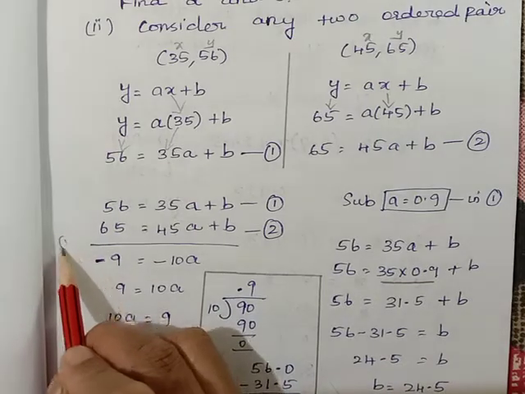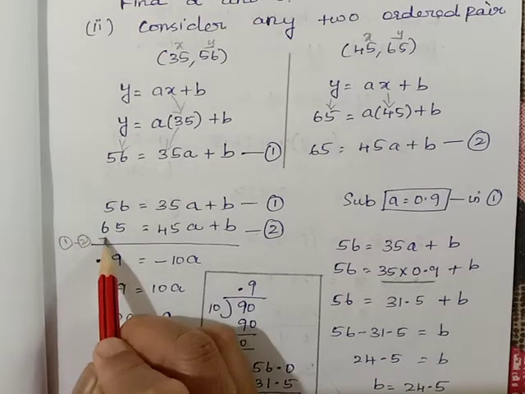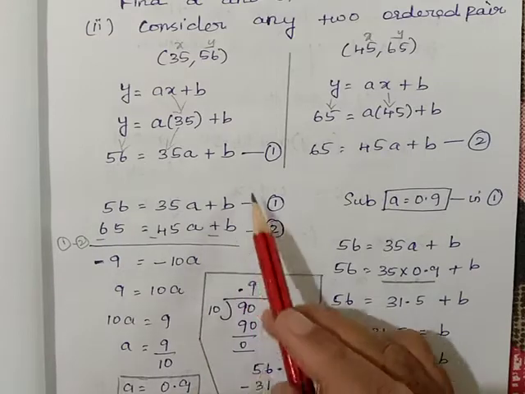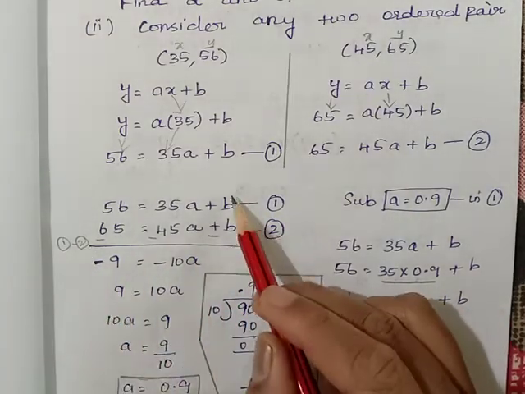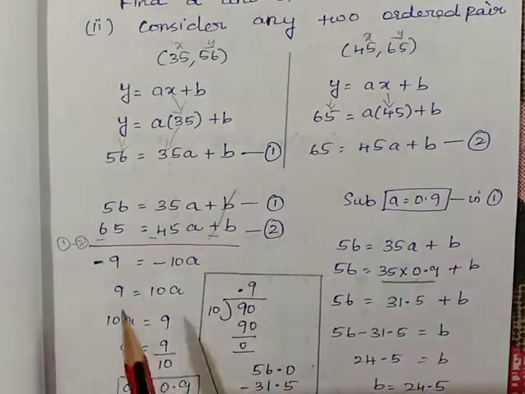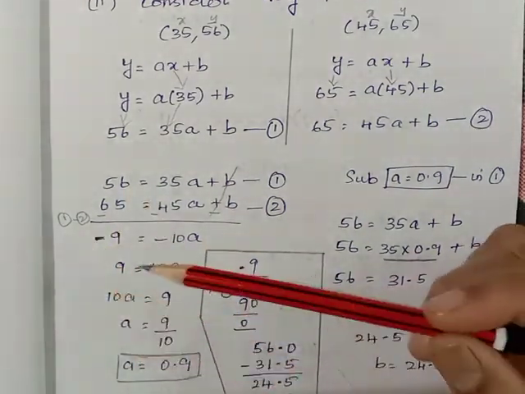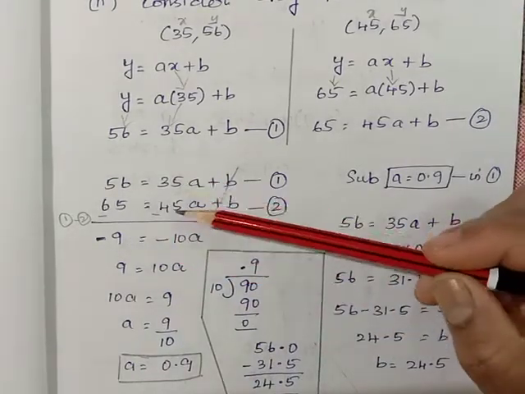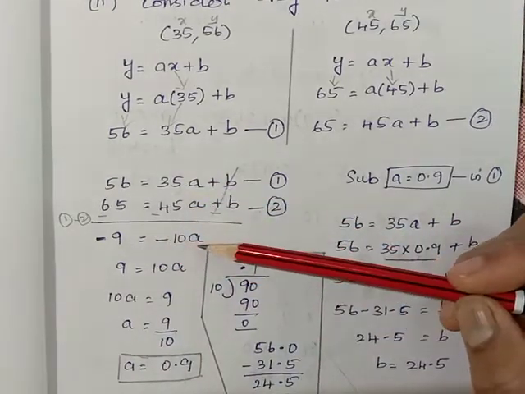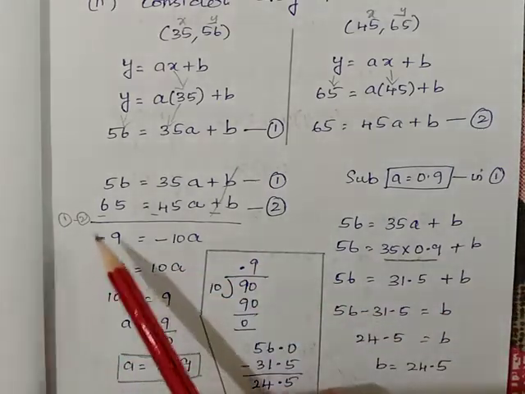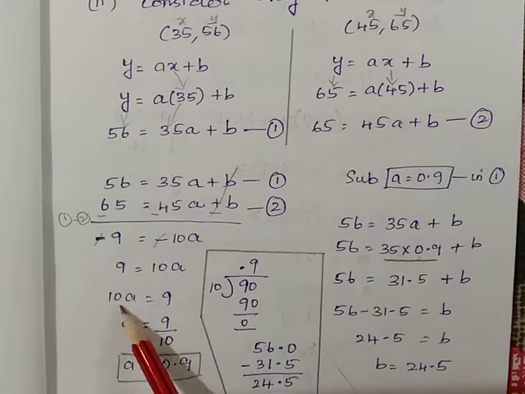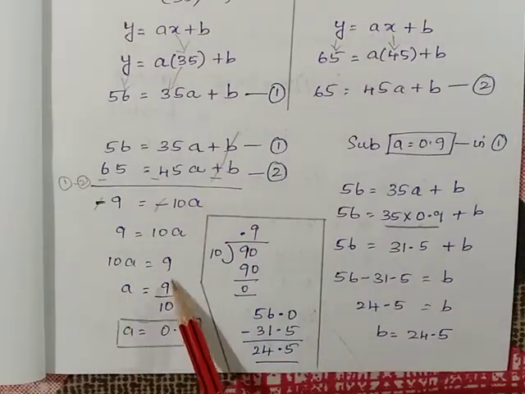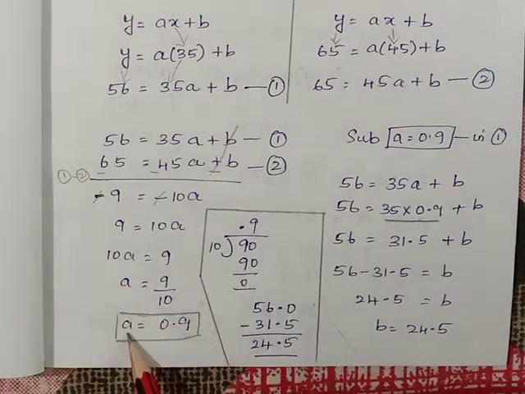Now first equation minus second equation, changing the sign, so that we can cancel the value of b. Different signs, subtract and write the sign of the greater number. Minus minus cancels. So 9 equals 10a. 10a equals 9, a equals 9 divided by 10. Therefore the value of a is 0.9.